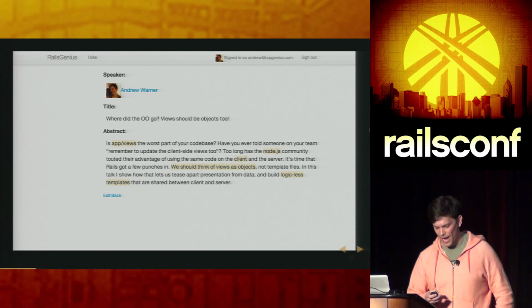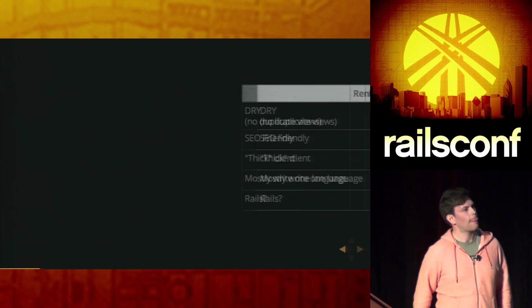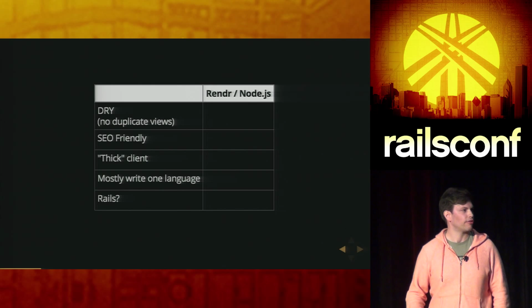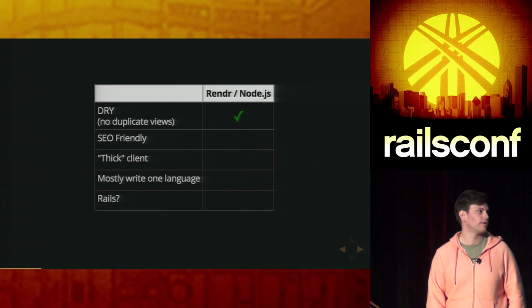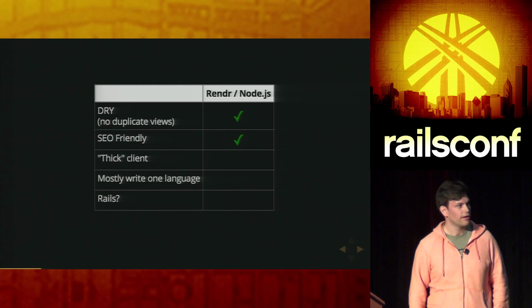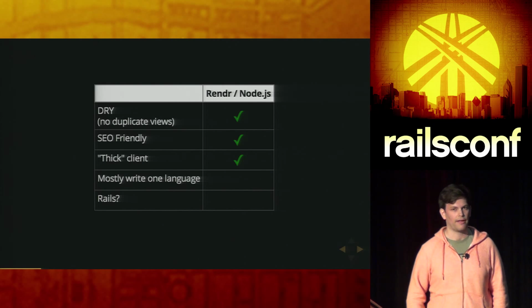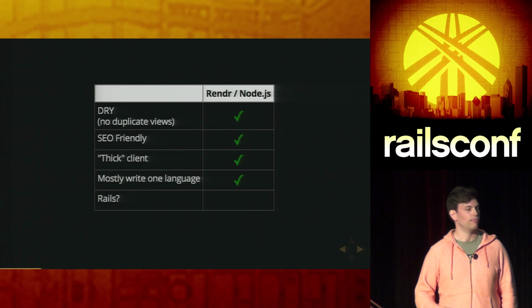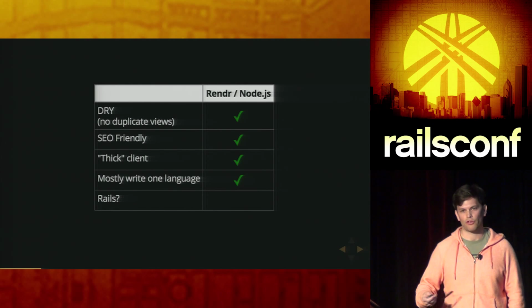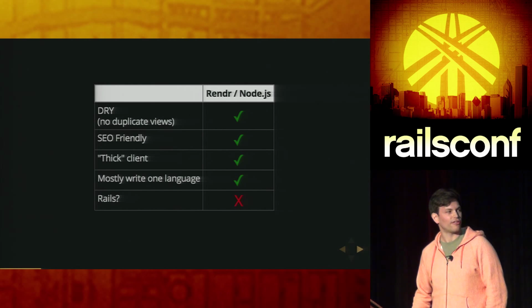There we go. So this stacks up pretty well. It's DRY. We have one set of views. It's SEO friendly. We can serve HTML to crawlers. It's a thick client feel. It's a single-page app. You mostly write one language. It's Backbone, JavaScript, etc. But it is not Rails.